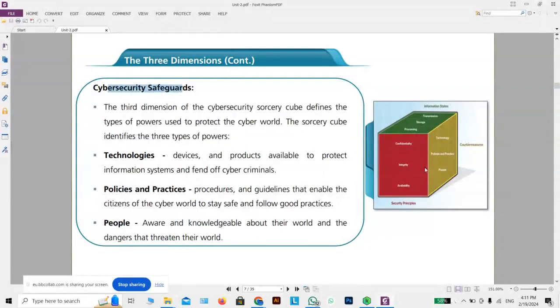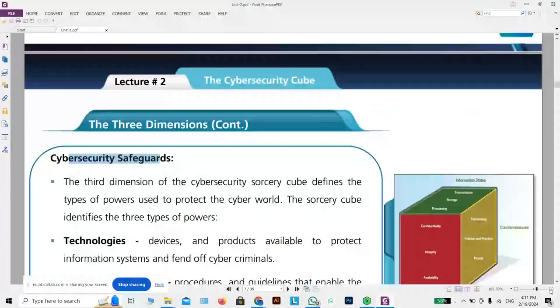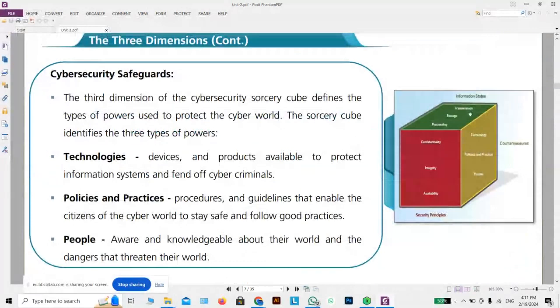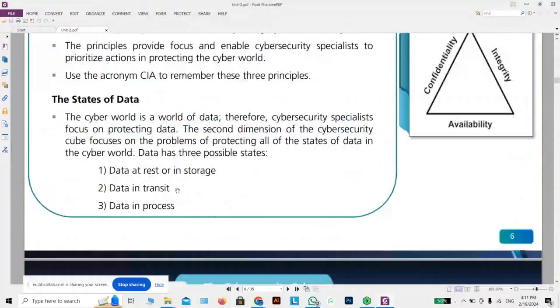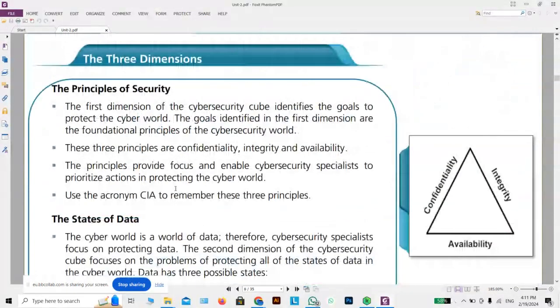If you look at that cube, on one side we have the information states: processing, storage and transmission. On the other side we have countermeasures: technologies, policy and practices, and people. And there are security principles: availability, integrity, and confidentiality. So you have to know how many dimensions the cybersecurity cube has. These are 3 dimensions.